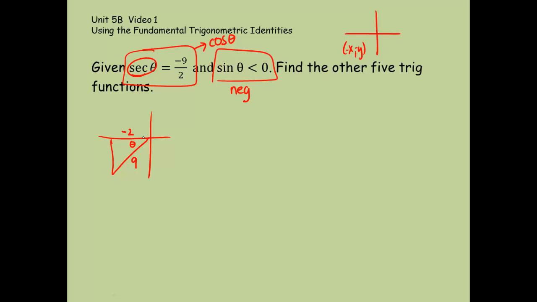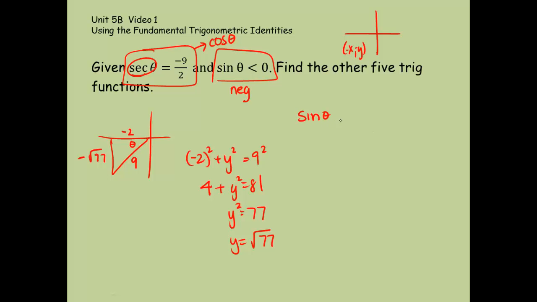adjacent that's negative. And when I use the Pythagorean theorem, negative 2 squared plus my y squared equals 9 squared, 4 plus y squared equals 81, then y squared will equal 77, and so y equals the square root of 77. That is also going to be negative because it's located in the third quadrant. So let's find the other 5 trig functions.